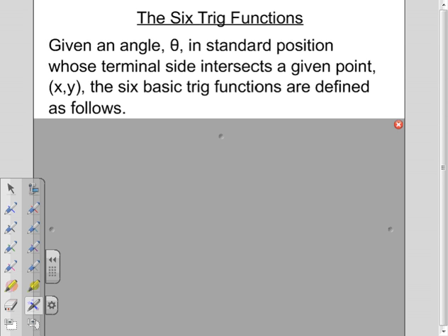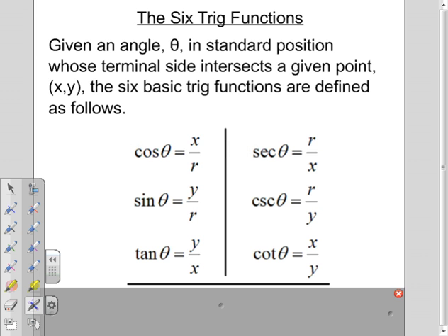Okay? The 6 trig functions are defined as follows. Given an angle we'll call theta in standard position, whose terminal side intersects a given point, x comma y, the 6 basic trig functions are defined as follows. Their names are cosine, sine, and tangent, secant, cosecant, and cotangent. Okay? And they are gotten by just doing a fraction, if you will, a ratio or a division, however you want to call it.